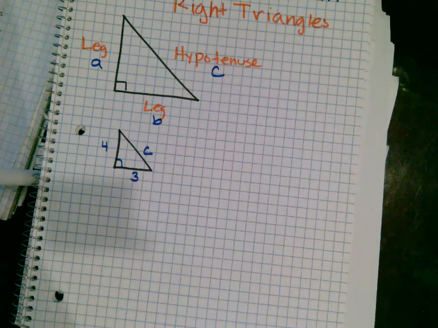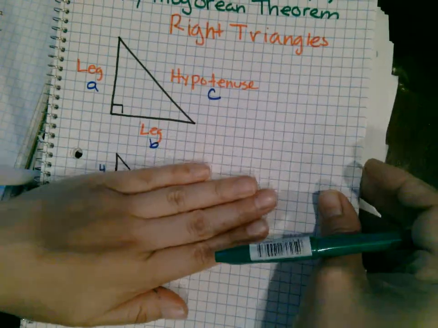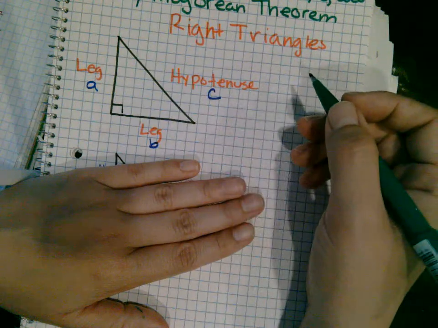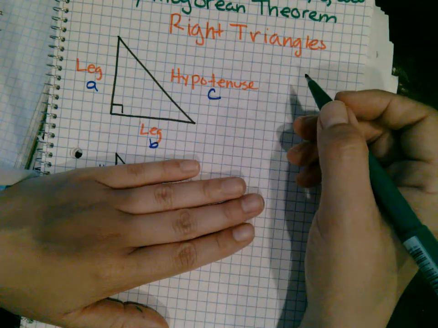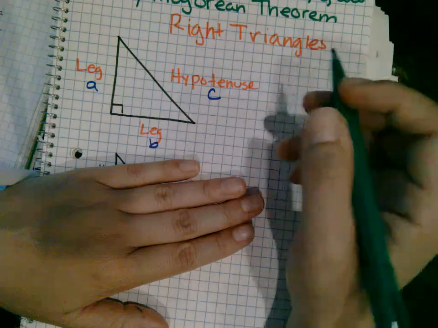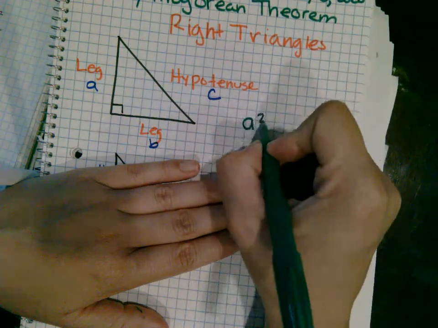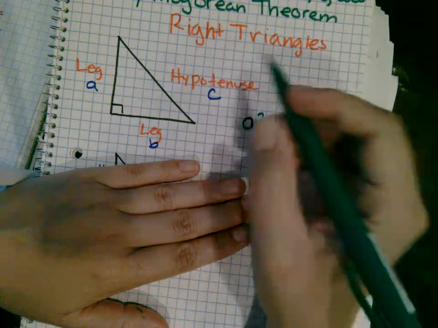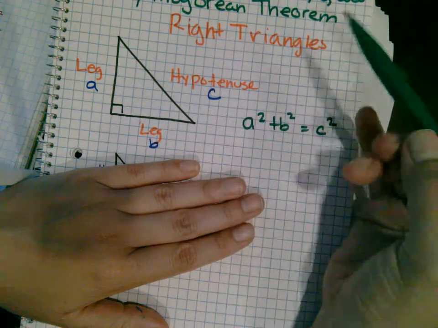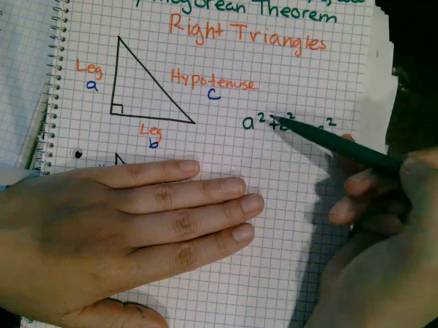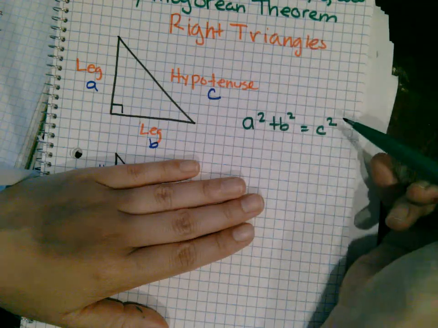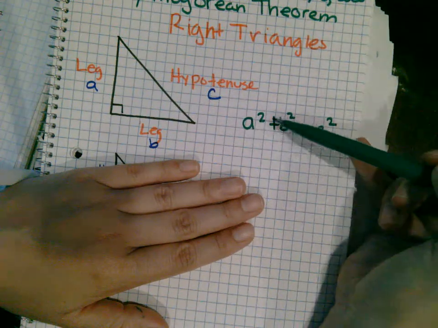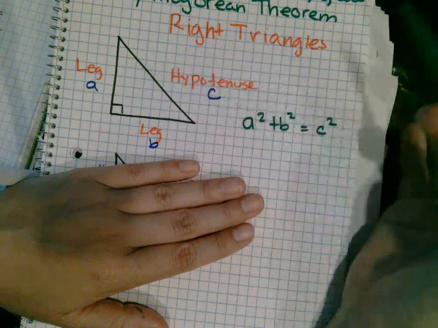So basically, oops, I forgot to tell you up here. There's a formula for that someone discovered hundreds or thousands of years ago. They discovered that the two legs, when you square them, add up to the hypotenuse squared. So the formula is a squared plus b squared equals c squared. It's a very, very famous formula. So if I square the legs, it will give me your hypotenuse squared.